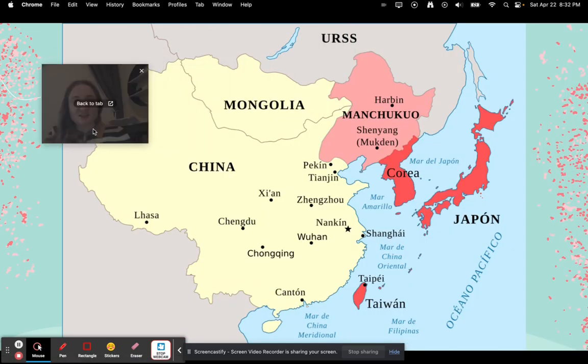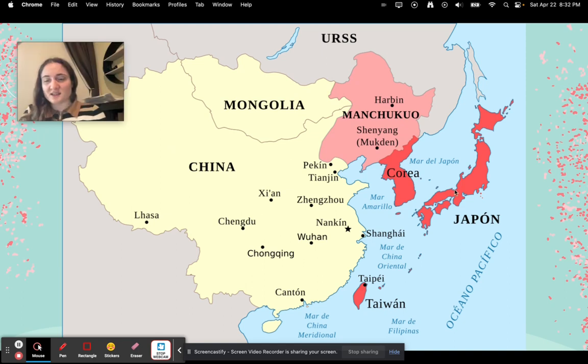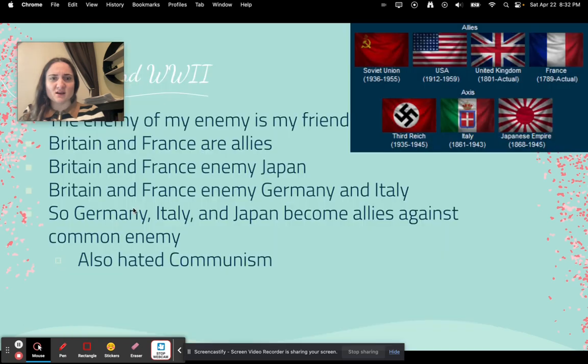All right, you can see here, once again, here's Japan. So they're attacking up here in Manchuria and then also on the Korean Peninsula.